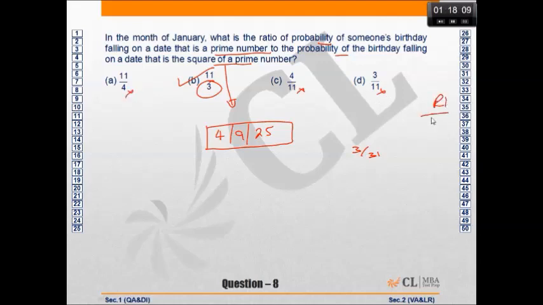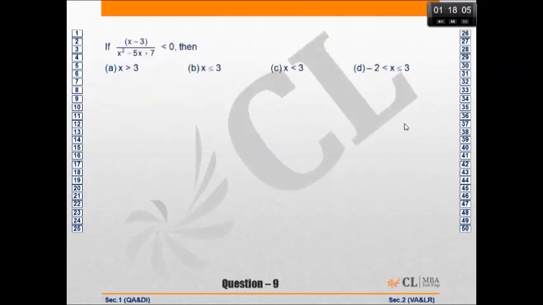Round 1 question solved with the help of choices using part of the information. This is a straightaway round 1 question. I always use the choices for such questions. (x - 3)/(x² - 5x + 7) is less than 0. If x is equal to 3, the left hand side is 0 and the right hand side is 0, so this cannot be the answer. X equal to 3 is incorrect. So your answer is either x greater than 3 or x less than 3.